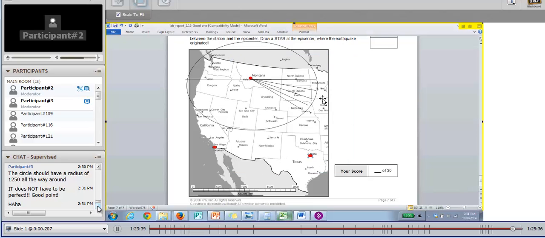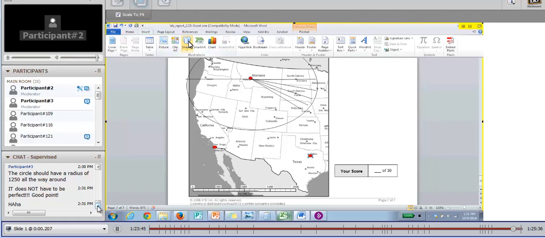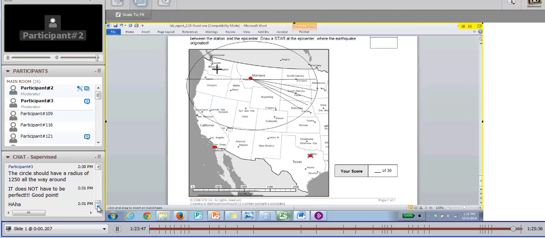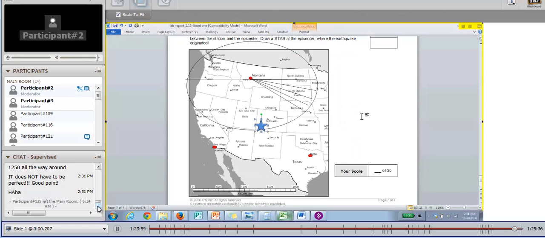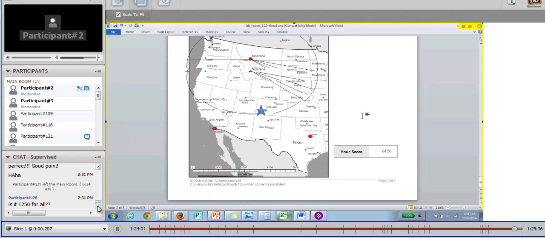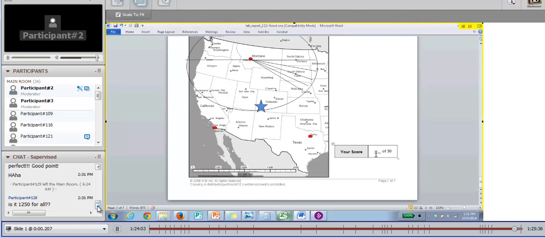Alright, so you'll have to do that 3 times, and your 3 circles will meet somewhere. And when they meet, you can insert a star wherever they meet. I'm going to format my star, and I'm going to make it blue.